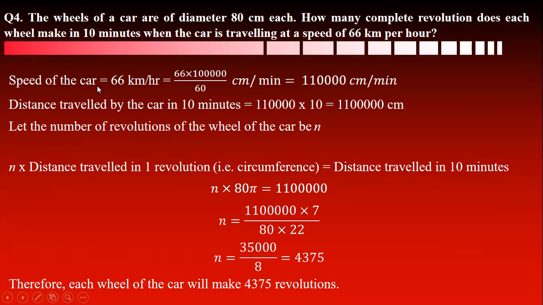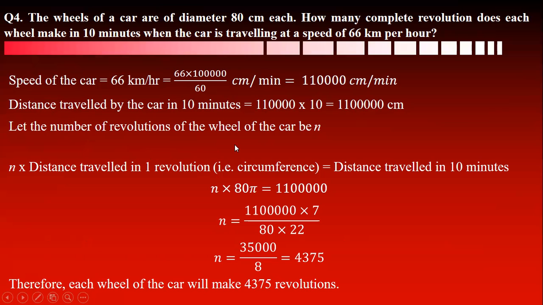So speed of the car, 66, is given. We are converting kilometer per hour to centimeter per minute. Then we get 1,10,000. So distance traveled by the car in 10 minutes, we are going to multiply by 10. So how much is it? 11 lakh centimeter. So whatever speed they have given, that is the distance traveled.